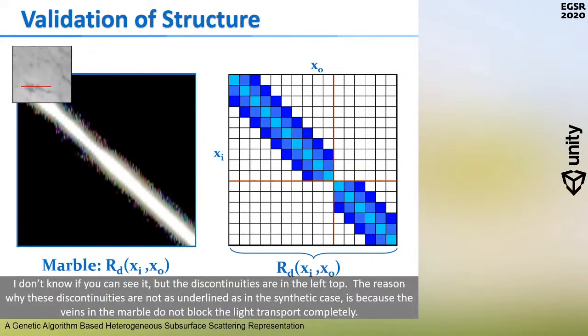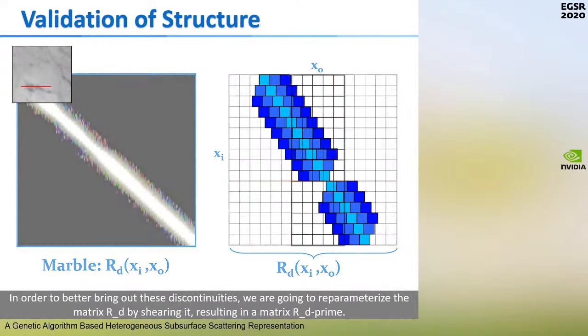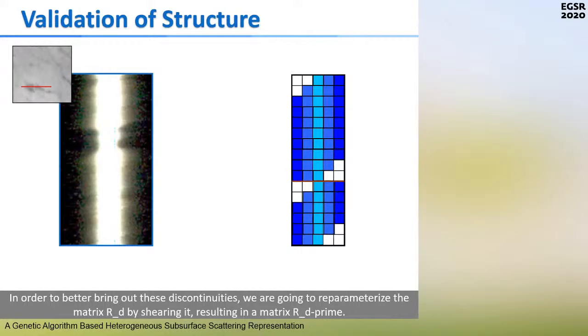I don't know if you can see it, but the discontinuities are in the top left. The reason why these discontinuities are not as pronounced as in the synthetic case is because the veins in the marble do not block the light transport completely. In order to better bring out these discontinuities, we are going to reparameterize the matrix RD by shearing it, resulting in a matrix RD prime.